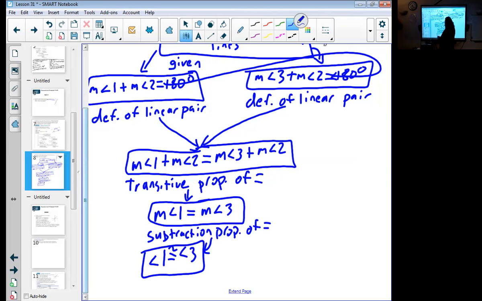And that is the definition of congruent angles.